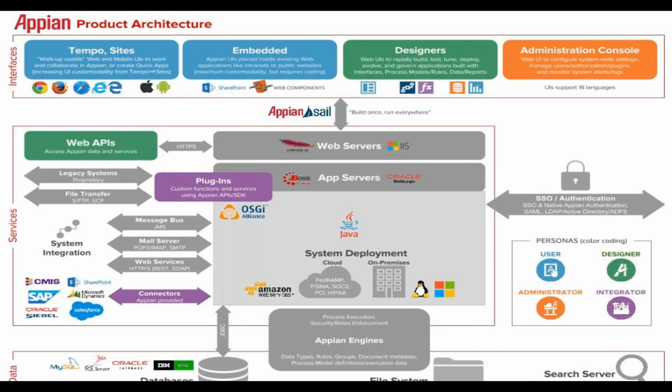Right, I'll give you a quick product demo. Before that, let me show you the Appian architecture, how it looks. Like any other programming platform, Appian also has a 3-tier architecture. First is the interface layer, second is the services, and third is the database. For interfaces, we have sites, and we also talk about Tempo, where initially we were using Tempo, but now we have sites. Embedded designers are for the developers, and then the admin console is for the admin users.